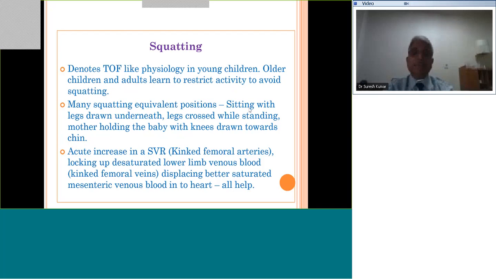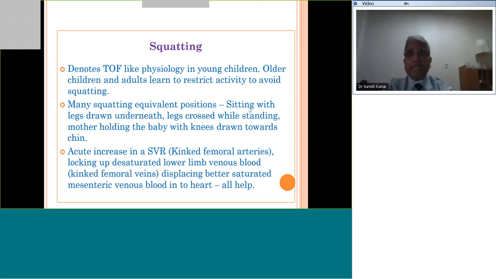Many Indians are capable of sitting this way. Legs crossed while standing, the way Lord Krishna would stand. The mother holding the baby with knees drawn towards the chin. All these are squatting equivalent positions. And how do these positions help the baby in spell?